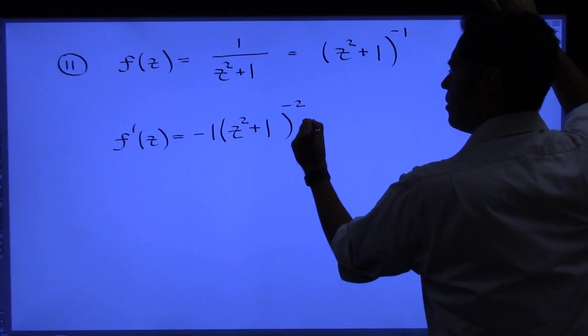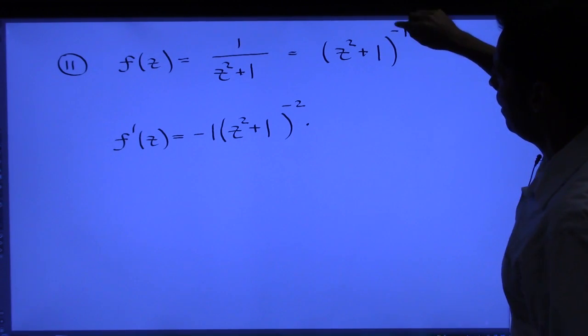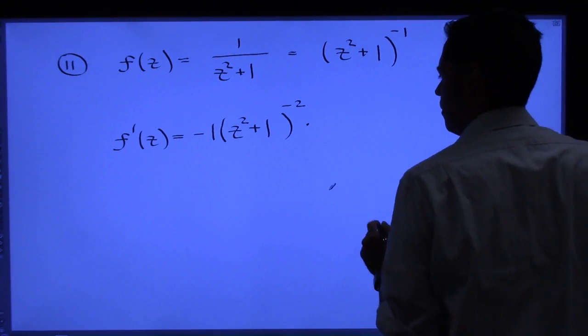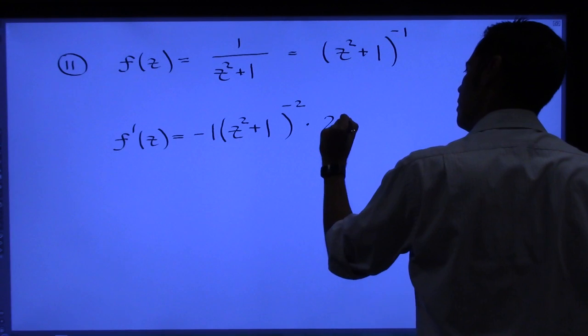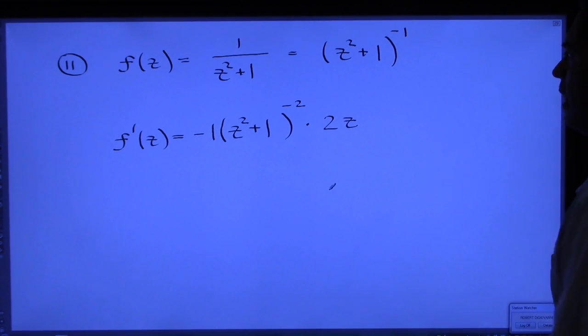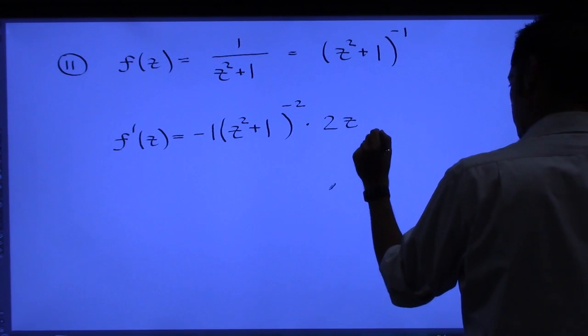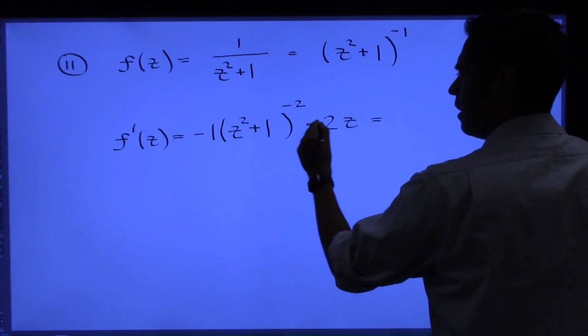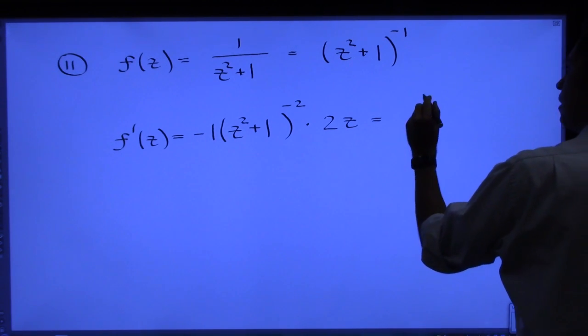So I now say times, I've already done the negative 1 power, so I just take now the derivative of what's in here, which is going to be just 2z. I don't need parentheses because it's only a single term. And now I can do a little bit of cleaning up. The negative 2 can come out here. Negative 2z can come out there.